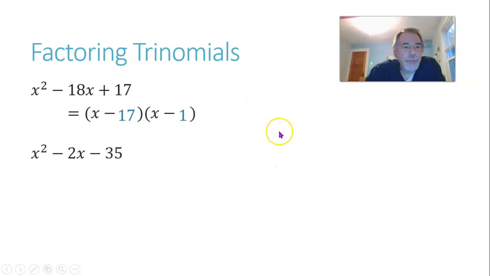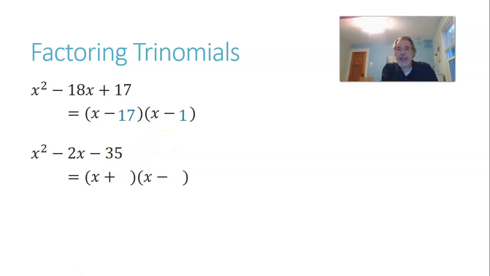How about this one? x squared minus 2x minus 35. This time, the number on the end is a negative number. And if you want to multiply two things together and have the answer come out negative, one of those things has to be positive and the other one has to be negative. So one of these has a plus, one has a minus. And then what numbers do multiply to give you 35? Well, like a 7 times a 5. And one of them has to be plus and one of them has to be minus. And they have to add up to the minus 2 in front of the x in the middle.